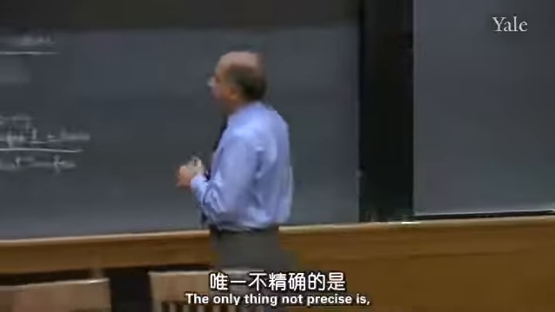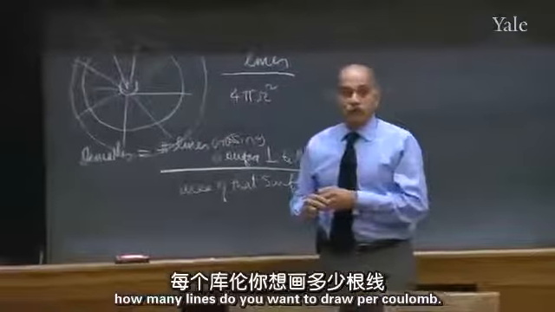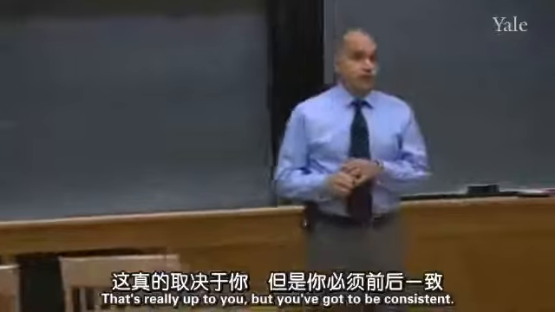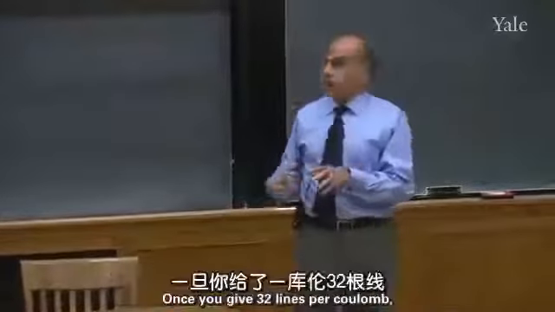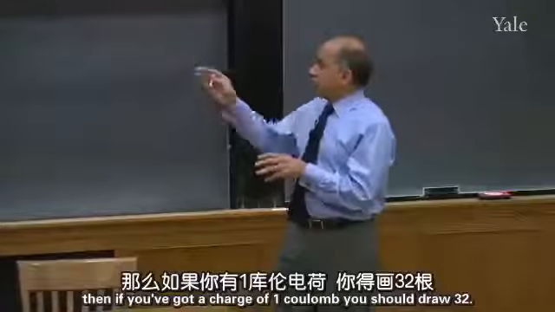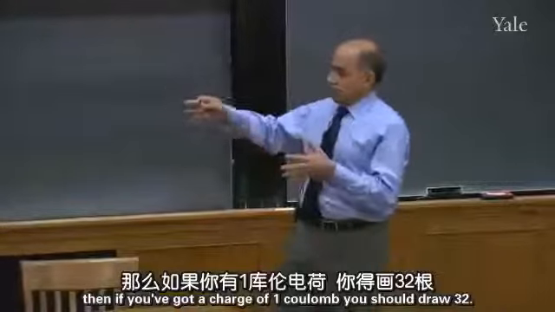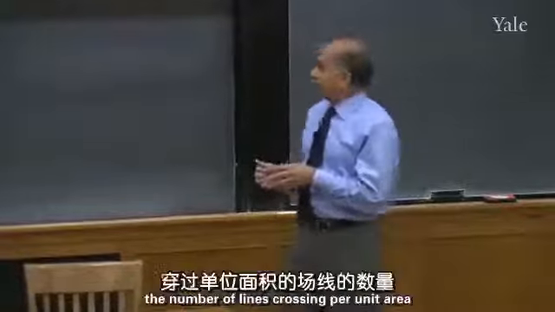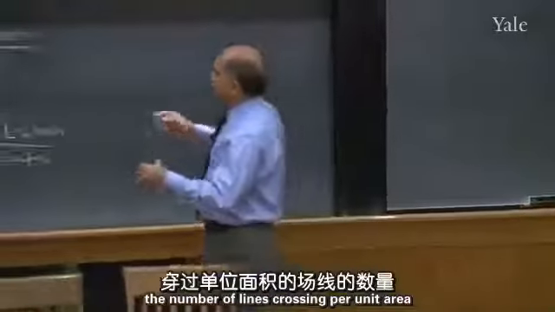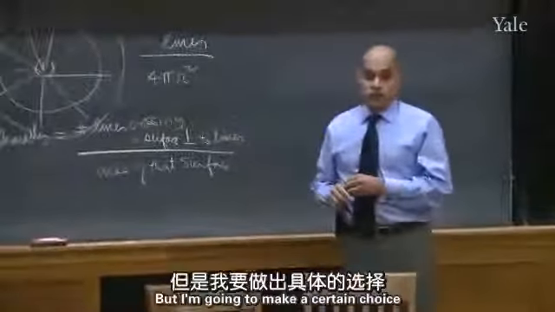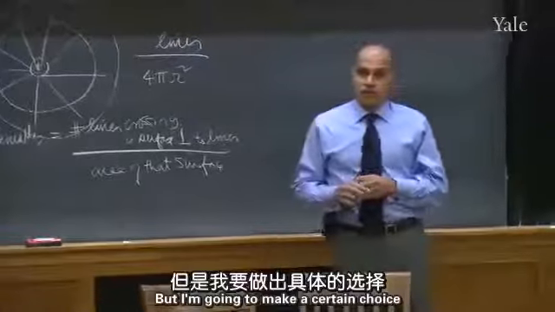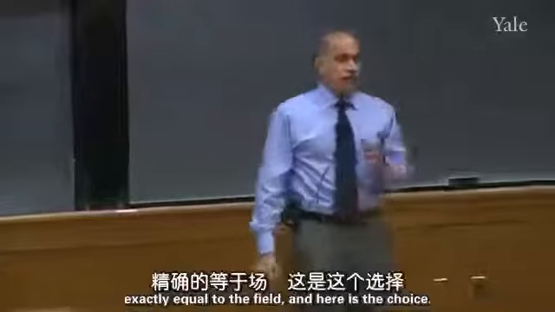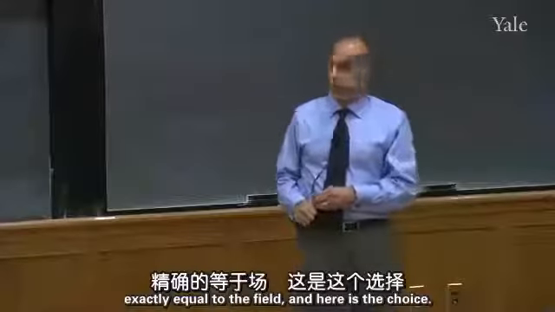The only thing not precise is how many lines do you want to draw per coulomb? That's really up to you. But you've got to be consistent. Once you give 32 lines per coulomb, then if you've got a charge of 1 coulomb, you should draw 32. If you've got 2 coulombs, you should draw 64 lines. As long as you do that, the number of lines crossing per unit area will be proportional to the field. But I'm going to make a certain choice that will make the number of lines per unit area exactly equal to the field. And here is the choice.